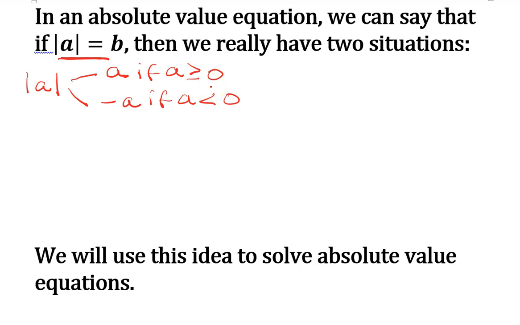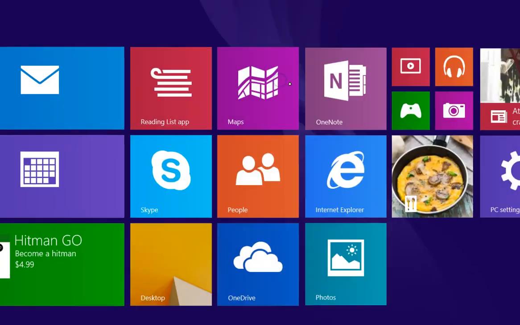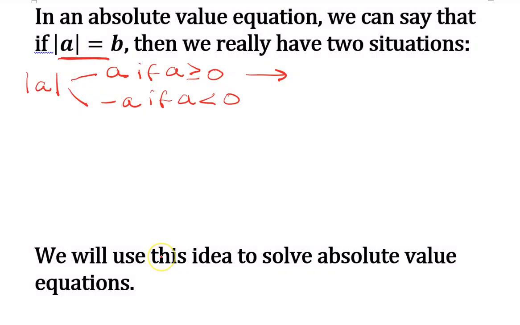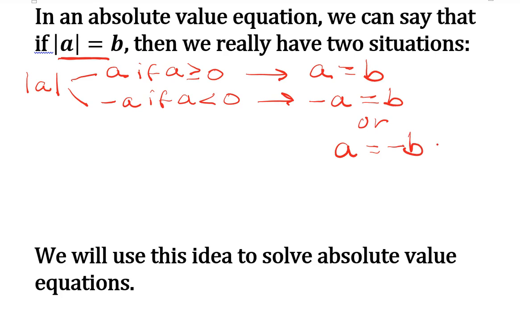So if the absolute value of A equals B, then we have two scenarios that will hold true. If this matches the top scenario, the top line here, then we're going to say that strictly A will equal B. If we go along with the bottom part of the definition, then we know that negative A will equal B, or A will equal the opposite of B.